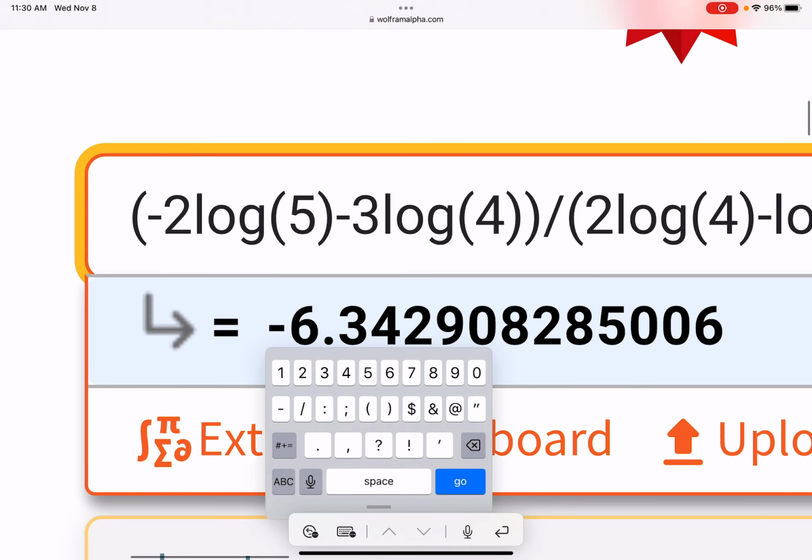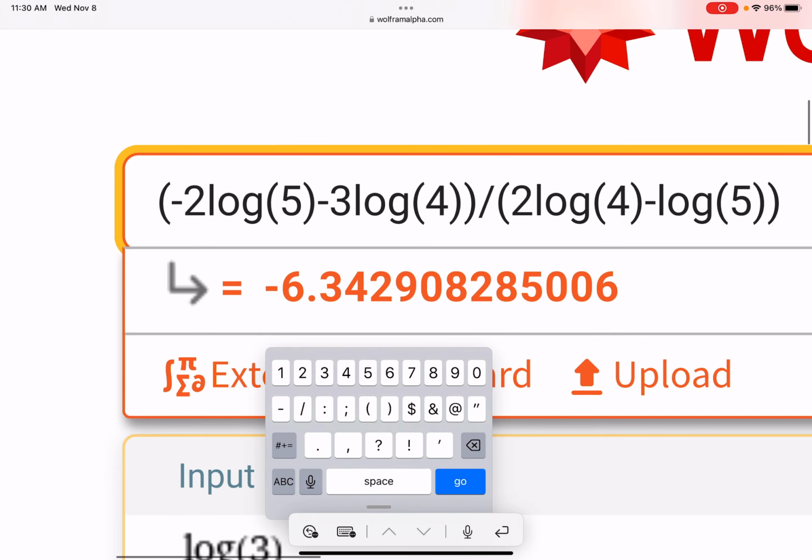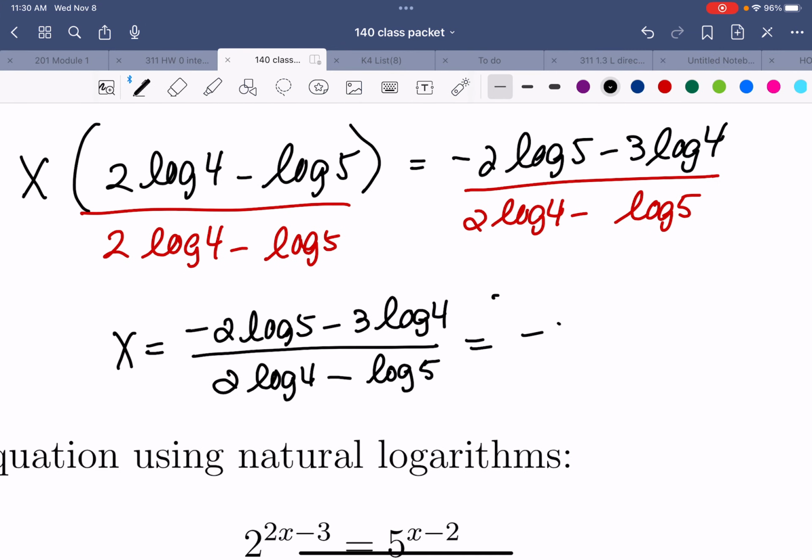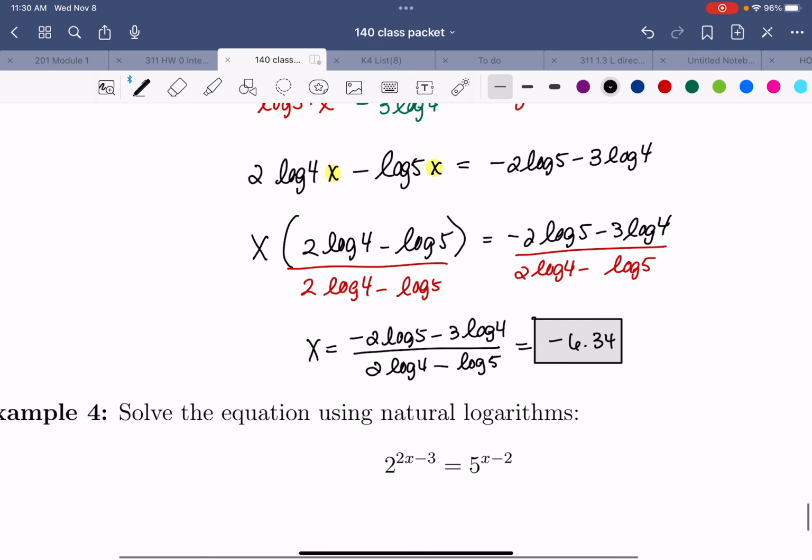And you can see it adjusted my number here. And I end up with negative 6.34. So this is negative 6.34. Okay, and that's the value that's going to work for me.